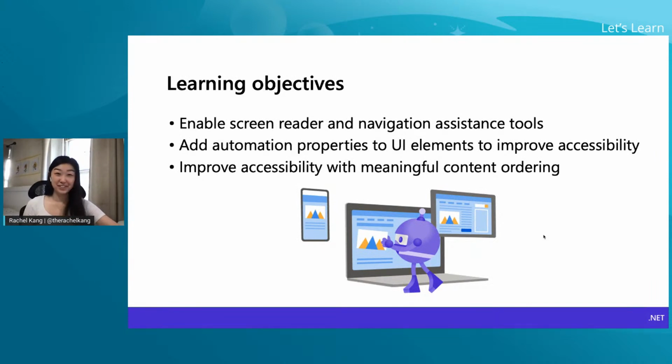So let's jump into this workshop module then. We're going to be learning how to enable screen readers and navigation assistance tools. We're going to be learning about automation properties and how to use them to improve accessibility, and also how to improve accessibility with meaningful content ordering.